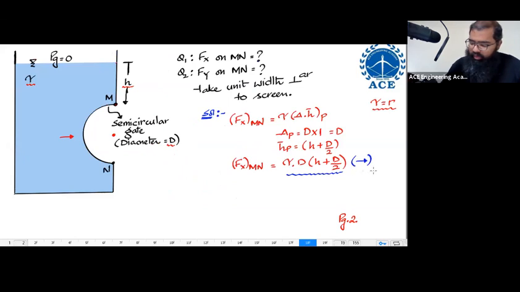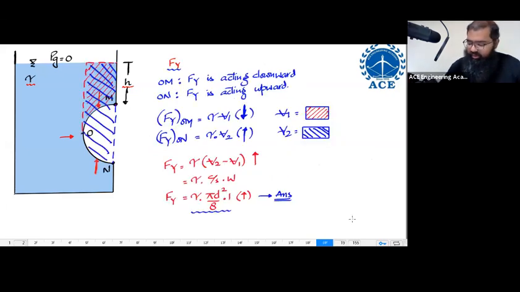We have found out only Fx in this part. This is the answer for question number 1. Next slide is this slide over here. This is page 3 slide. So this is regarding the concept of hydrostatics on curved surfaces. We have seen flat surfaces as well as curved surfaces. Now let us move further.